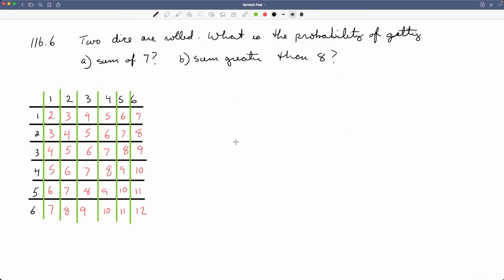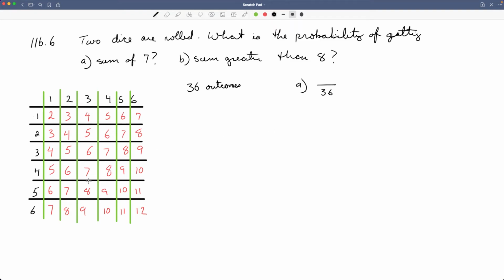All right, in number 6, our problem states 2 dice are rolled. What is the probability of getting A, the sum of 7, or B, a sum greater than 8? So first, let's look for the number of outcomes. Well, we know we have 6 possible outcomes here and 6 possible outcomes here. That's going to be 6 times 6, so that's 36 outcomes, right, that we have potentially. So our fraction is going to be, for A, something over 36.